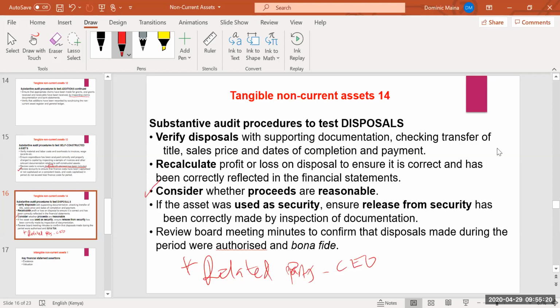So the next bit we will discuss is the audit of intangible non-current assets, for example goodwill. We also have patents, and research and development. All of those we shall discuss in our next class, that is tomorrow.